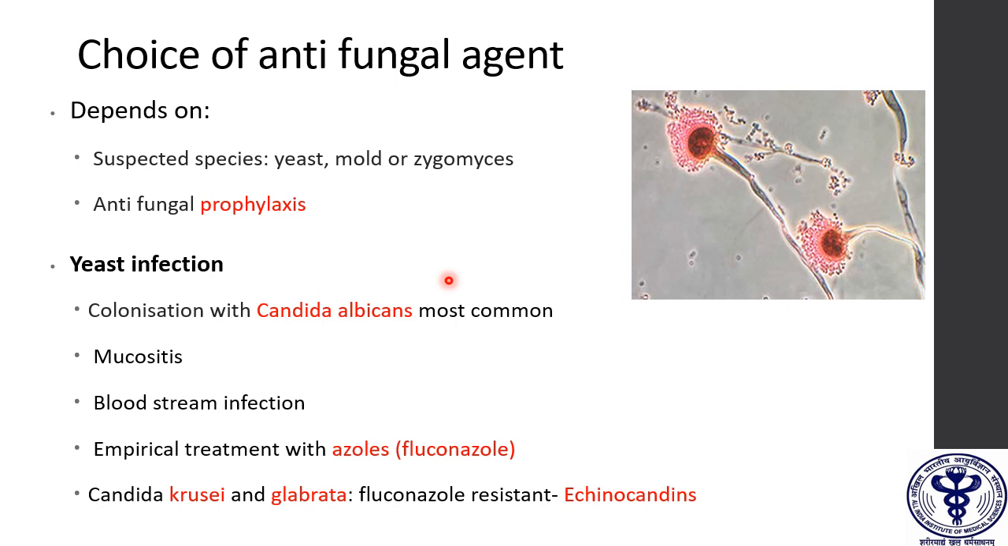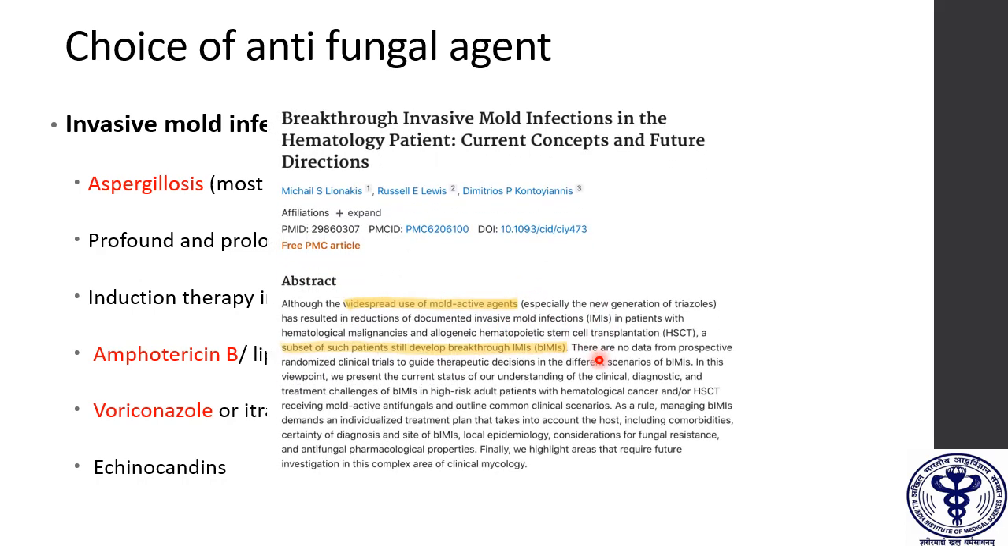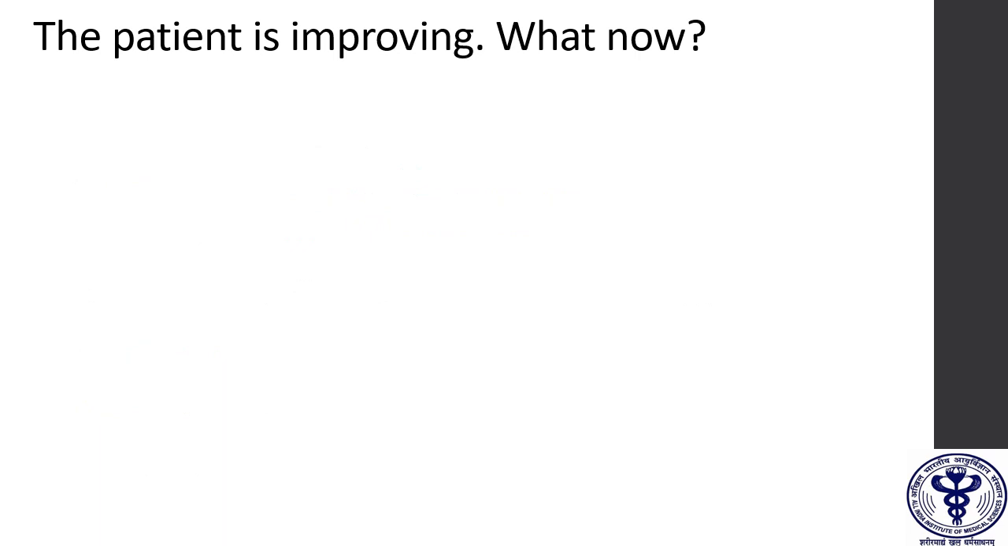Now, if you're suspecting a yeast infection, most commonly albicans is the common colonizer, and we have to treat it with azole, commonly fluconazole. Keep in mind that some species like Candida glabrata are intrinsically resistant to fluconazole. In that case, we have to entertain the possibility of echinocandins. If you're suspecting mold infections, then aspergillosis is the most common, and the gold standard therapy in this case would be amphotericin B. The other options include voriconazole and echinocandins. Keep in mind that even though patients are being given mold active agents, some of them are still developing breakthrough invasive mold infections.